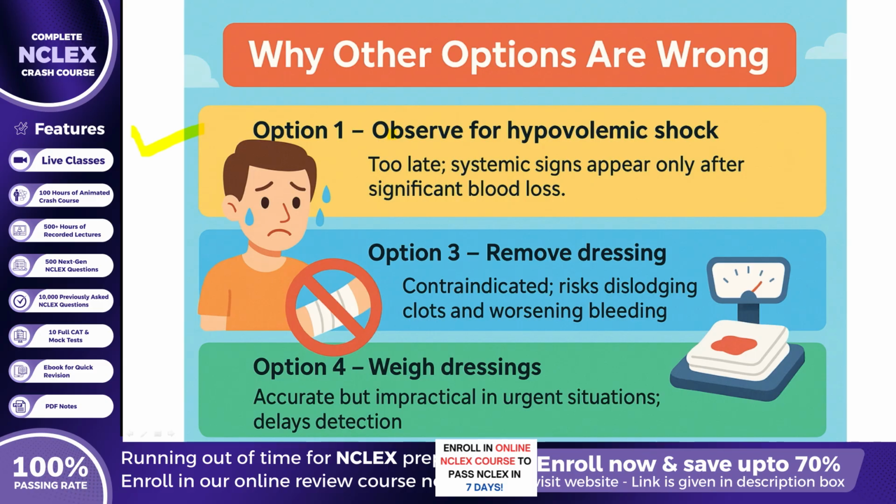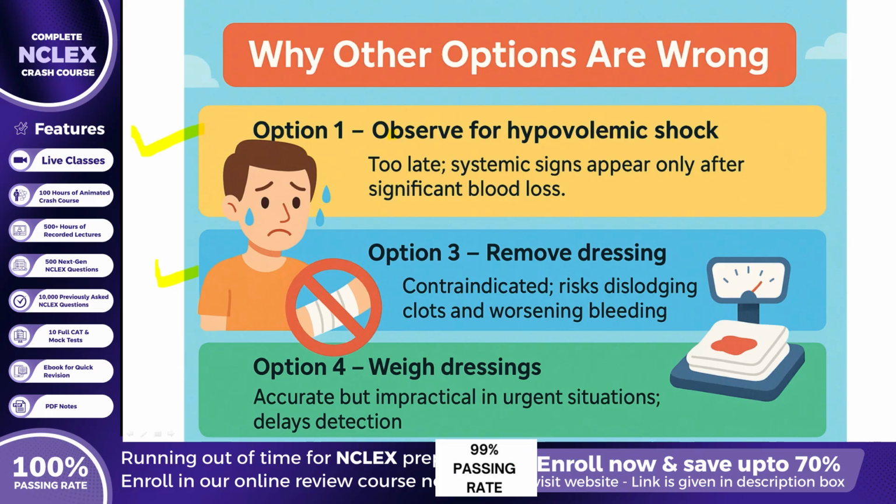Turning to option 3, remove the dressing to directly inspect the wound. This is incorrect because the immediate postoperative dressing should not be removed by the nurse. Removing it risks disrupting sutures and triggering more bleeding. Instead, the nurse can reinforce a saturated dressing but should never remove the initial one without explicit provider orders.